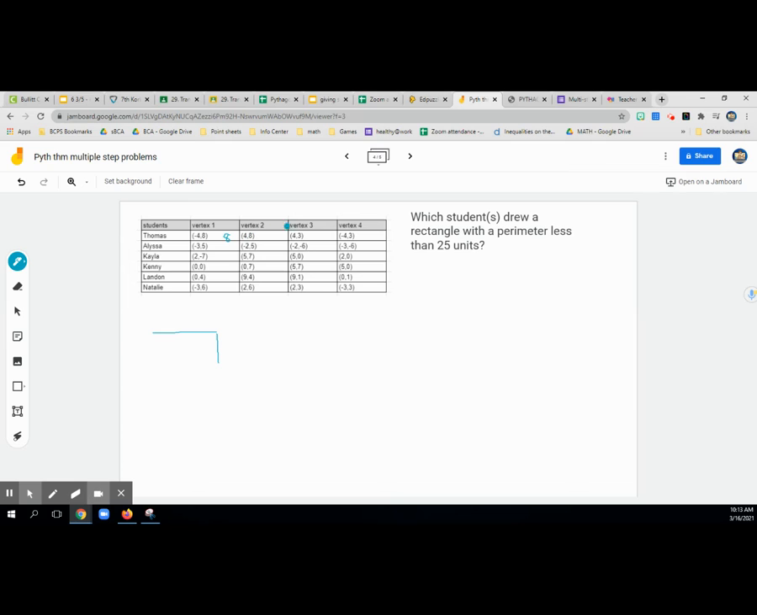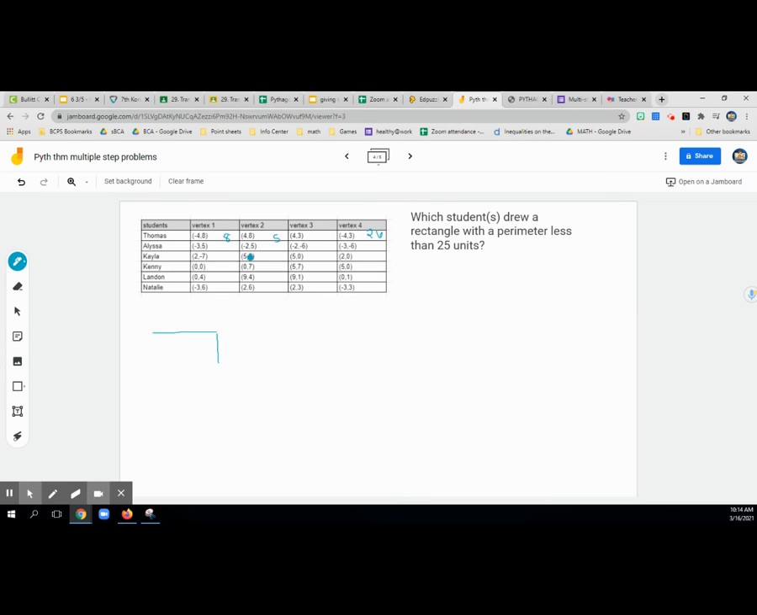Here we're going 4, 8 to 4, 3. The x values are the same, so let's check the y's. From 8 to 3, there's a distance of 5. And then because it's a rectangle, we know that the other two distances have to be 8 and 5 as well. So we could do 8 times 2 is 16, plus 5 times 2 is 10, so that would be 26. Thomas did not draw a rectangle with a perimeter less than 25.